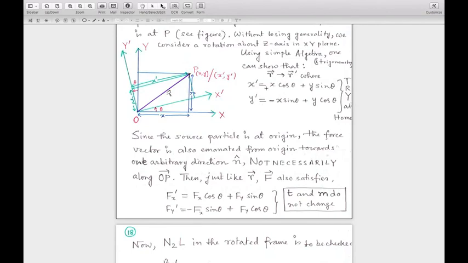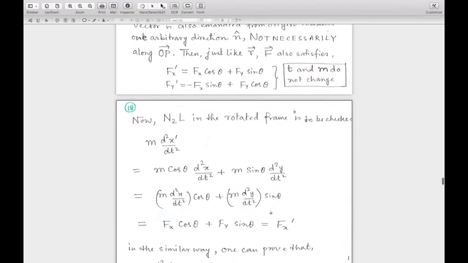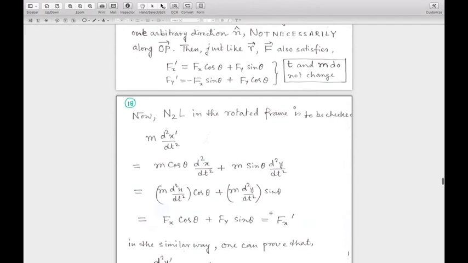So the x prime was x cos theta plus y sin theta. So fx prime is fx cos theta plus fy sin theta. And the same thing for this: y prime is equal to minus x sin theta plus y cos theta, and fy prime is minus fx sin theta plus fy cos theta. Again we assume time and m do not change under rotation. Nothing to do with this transformation.